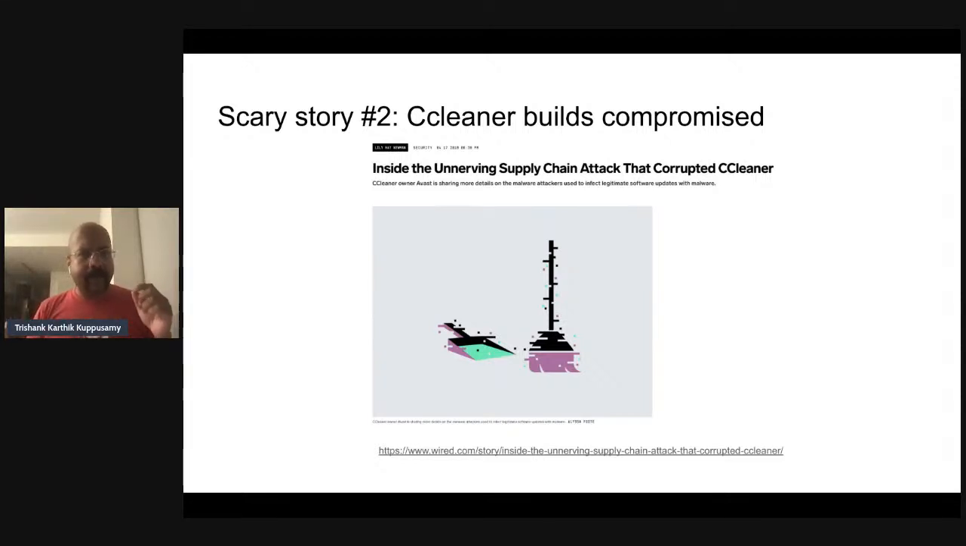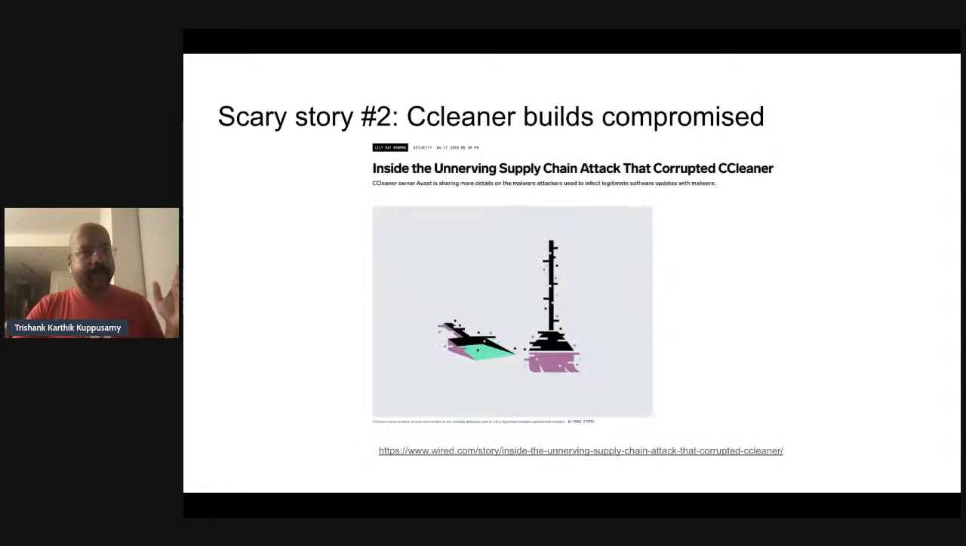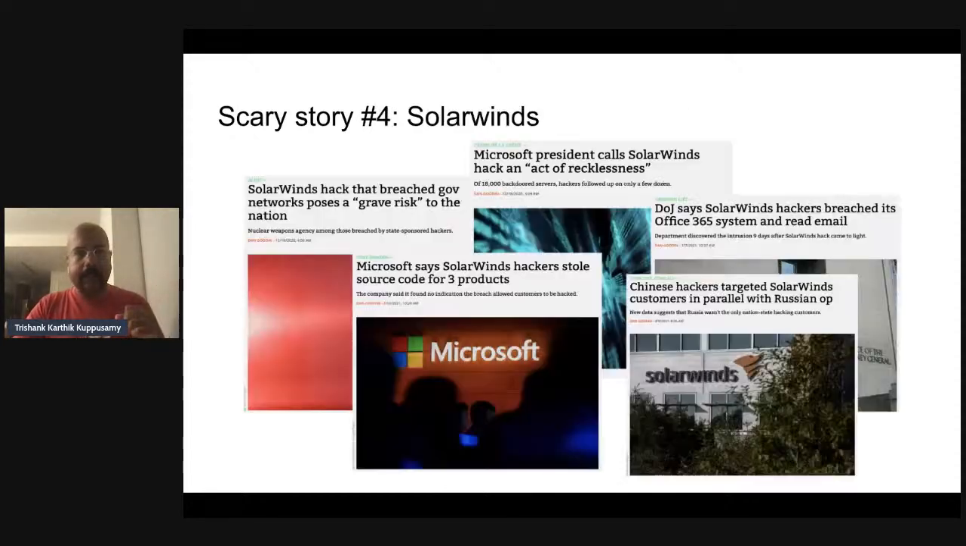But the interesting thing was that these attackers didn't care about the millions of downloads. They used it only to target very high value targets, like 10 or so tech companies. And one of them, later on, seems to have been Asus. Their own software updates got backdoored. And many people suspect that it was the CCleaner. They first got a foothold at CCleaner, and then they broke into Asus, and then Asus customers got compromised.